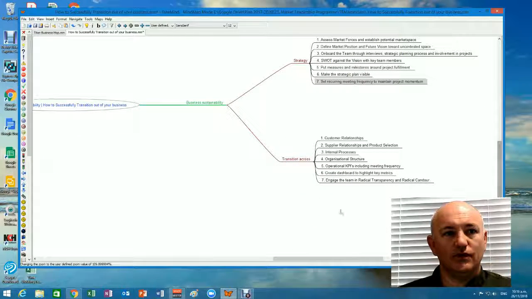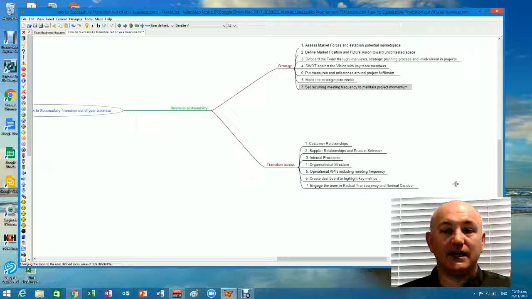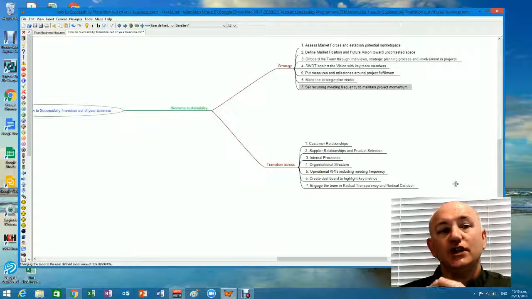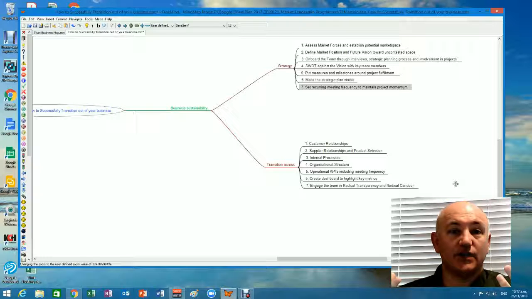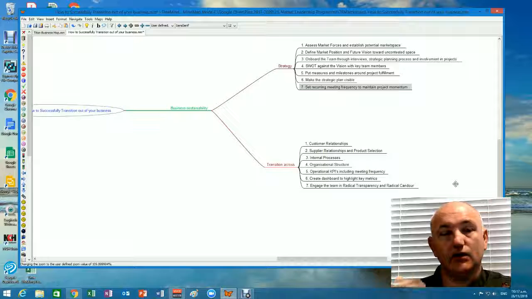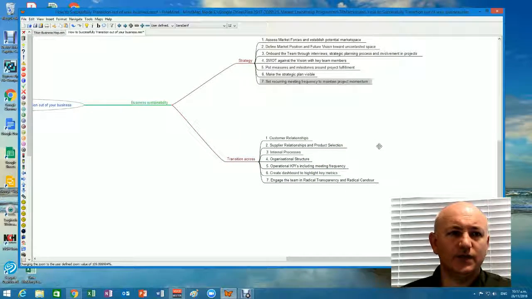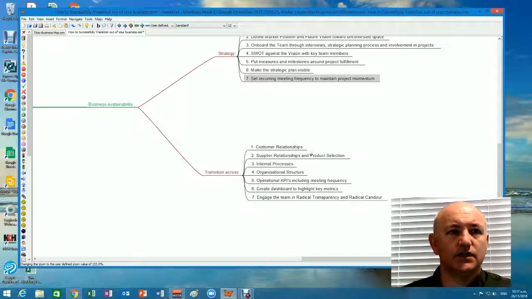Okay, and then last of all, the actual transition itself. So, like I say, a business that's good to sell is good to own. Okay, and the point of this is that if we transition out or transition across successfully some of these key components, then we find that we may not want to sell the business. We might be able to just sell down part of the business and keep an ongoing recurring revenue stream from it. But in order for that to happen, we need to be able to successfully transition these components: customer relationships, supplier relationships, and product selection process.